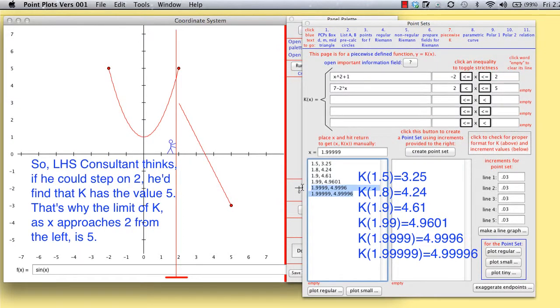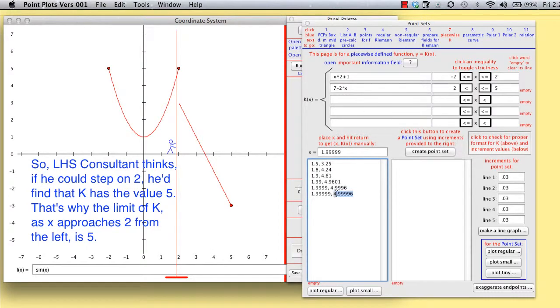Clearly, the left-hand side consultant feels strongly that if he could step on 2, he would be told that the value of k is 5. And that is why we say the limit of k as x approaches 2 from the left is 5.